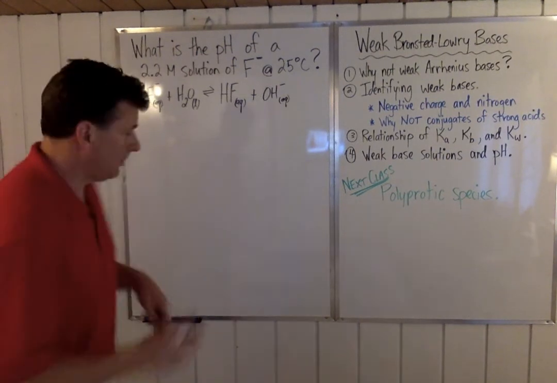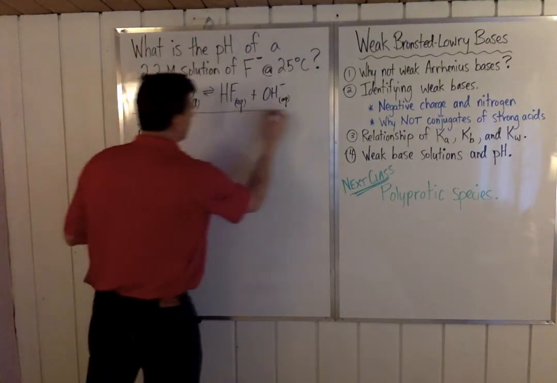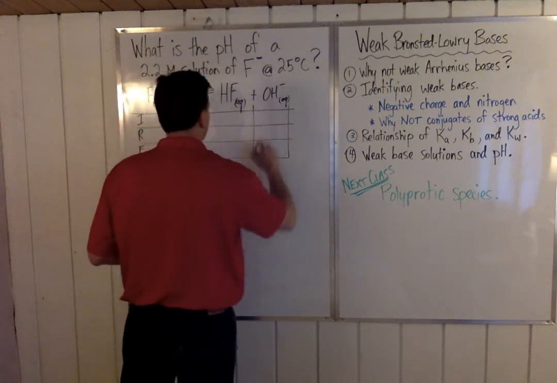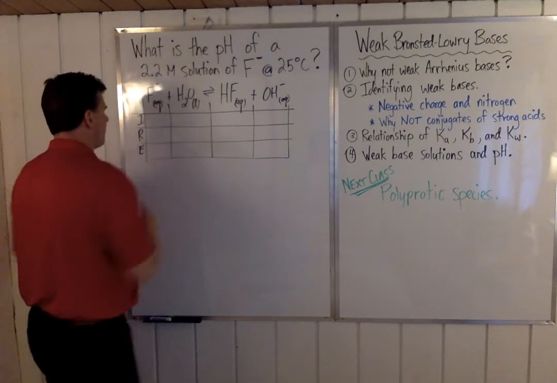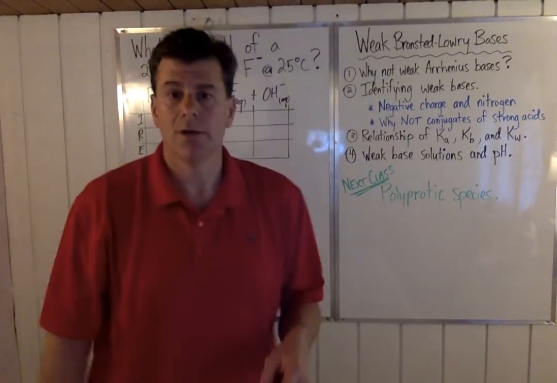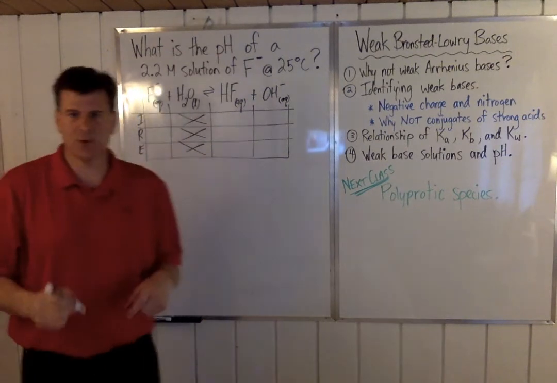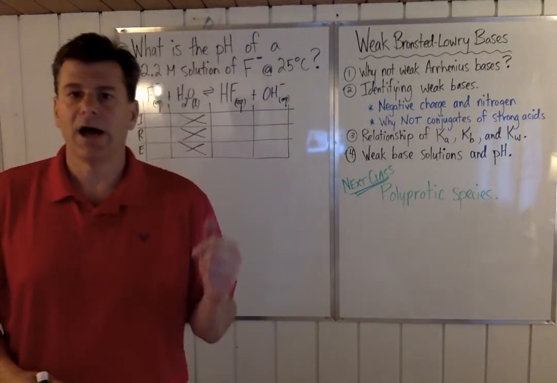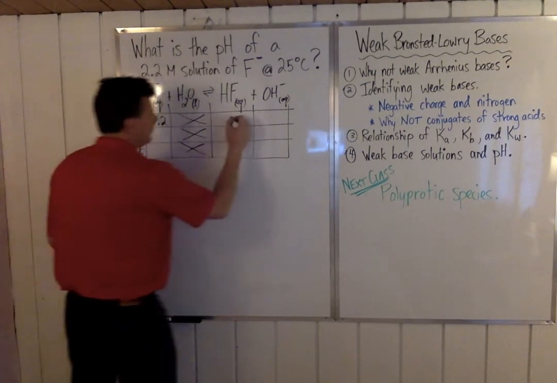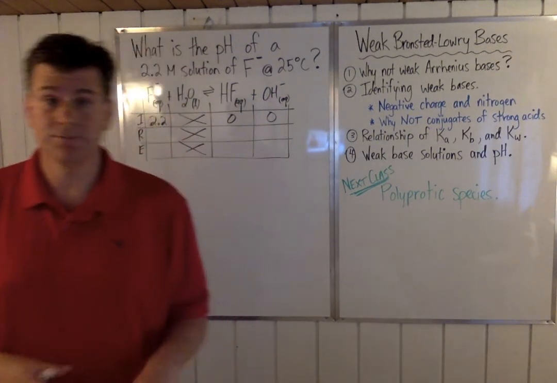Cool. IRE table, or ICE table, as it were. Cross out the water, because water is liquid, doesn't change concentration, not put into any K expressions. I know the initial concentrations, so I know the initial F minus is 2.2. I know this is 0 and that is 0, or for all intents and purposes, there's 0.